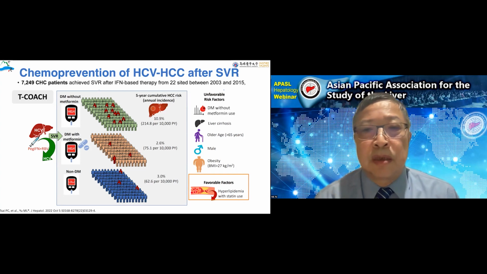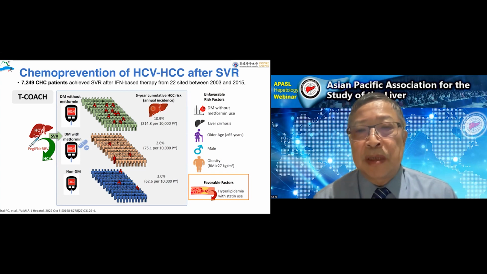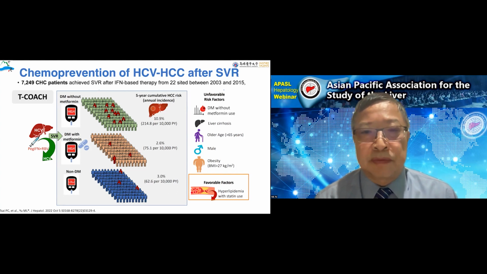The multivariate analysis demonstrates there are 5 unfavorable risk factors for HCC development after viral eradication, including diabetes without metformin use, liver cirrhosis, age more than 65 years, male gender, and obesity. However, if the patient has hyperlipidemia and uses statin, the risk of HCC could be reduced.